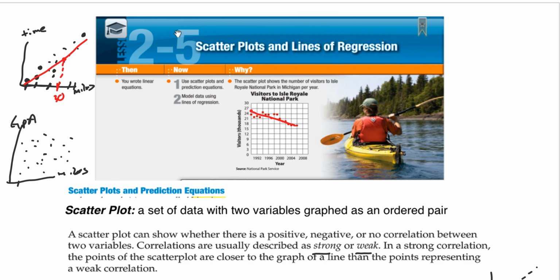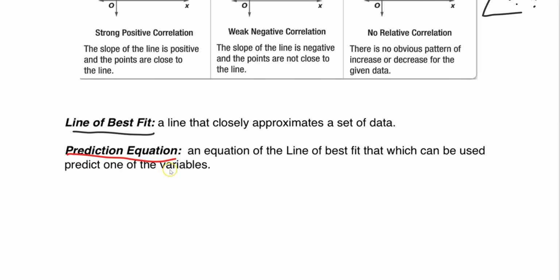Right? So you use a prediction equation to get a good approximation of stuff like that. Or if you're working at the park service, you're like, oh, in 2016, how many people are going to be at the park? You've got to change some stuff. So that's why prediction equation is so important. That's why line of best fit is so important. Now, let's talk about how we're going to do this.